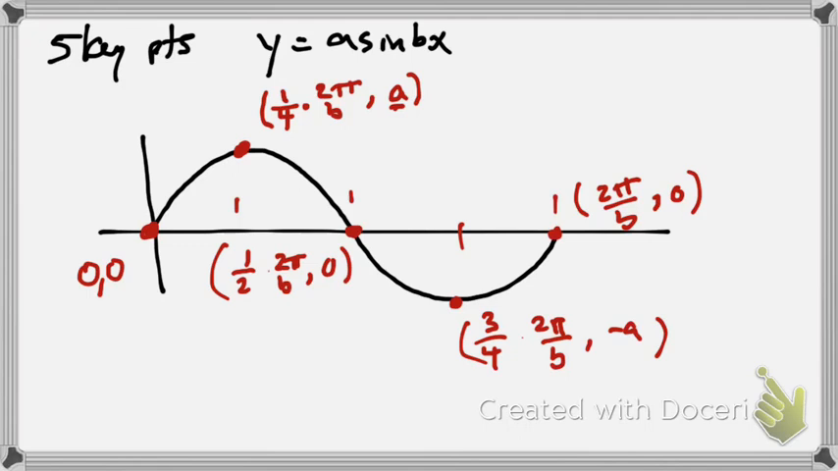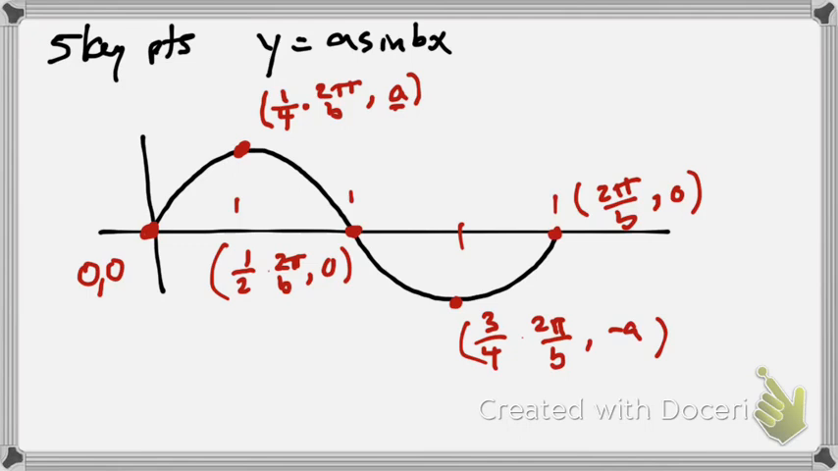And these are the exact same points for cosine. They don't change. You still use the exact same things, it's just going to be shifted to the left. So you're still going to use 1/4 times 2 pi over b, 1/2 times 2 pi over b, and 3/4 times 2 pi over b. All of that stays the exact same. It's not going to change. Okay? So let's look at a graph of this.